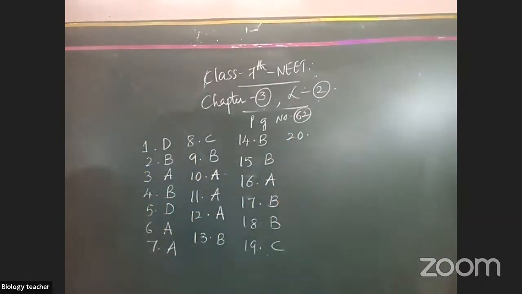20. In adult human being at rest, breathes in and out for dash times in a minute. So option is D, 50 to 60. D.